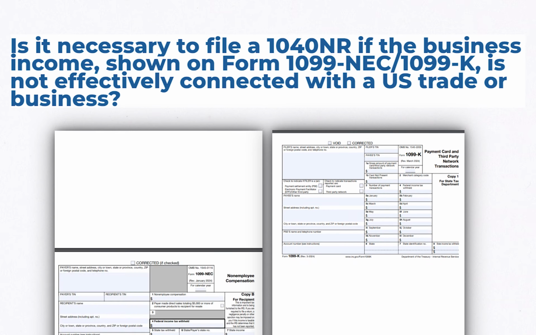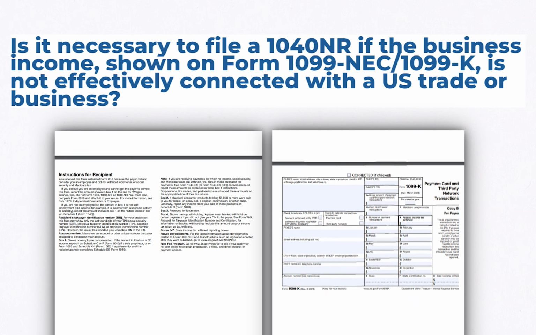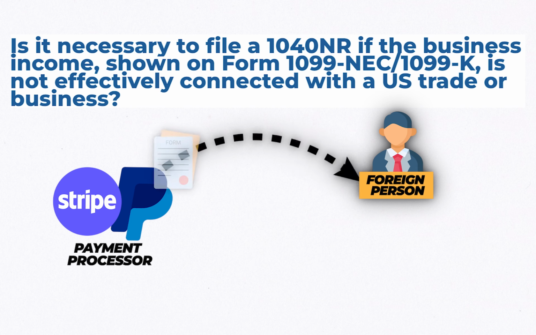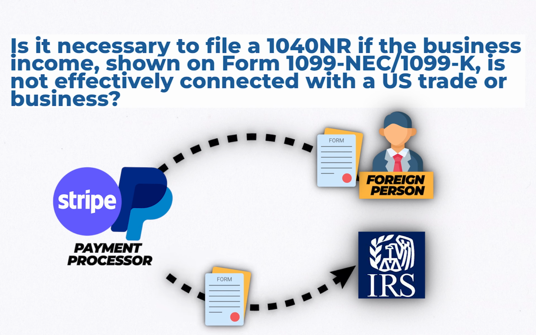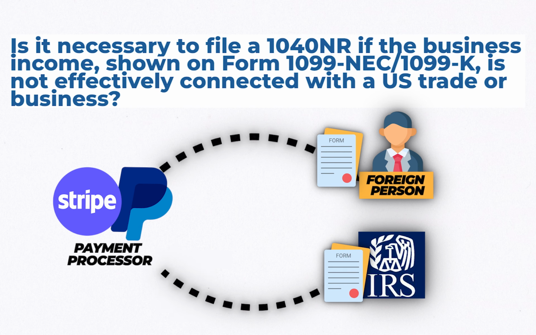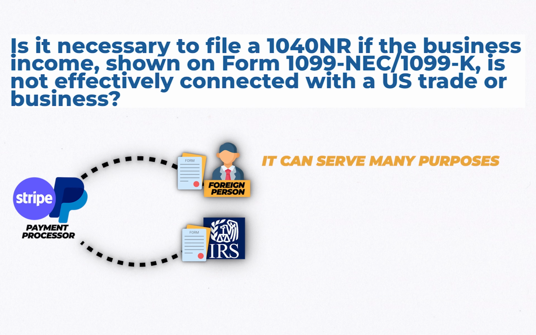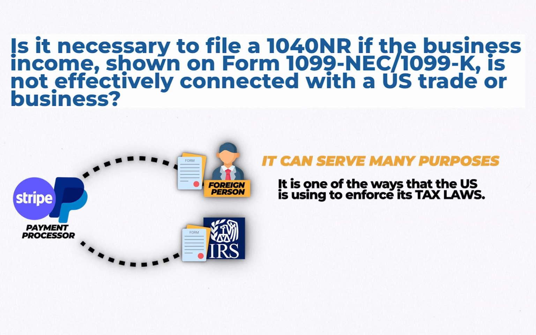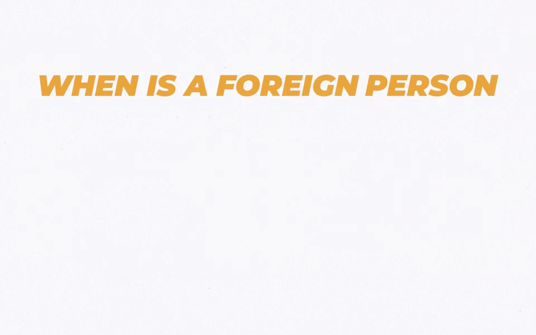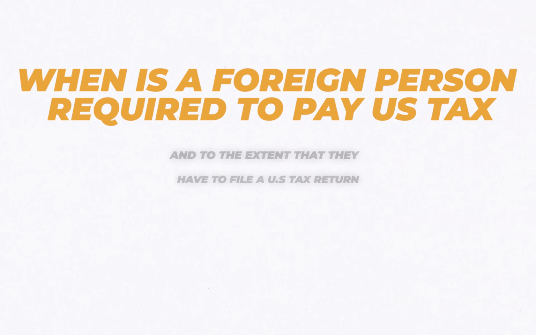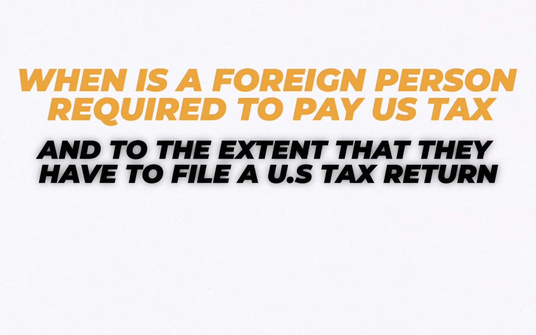that these forms are information reporting forms, okay? So, whenever a payer or a payment processor sends you a copy of these forms, a copy is also sent to the IRS, okay? So it's an information reporting form, but then it can serve so many purposes. It is one of the ways that the US is using to enforce its tax laws and also to enforce collection activities on certain people that are required to pay taxes in the US, okay? Now, so then the question is, when is a foreign person required to pay US tax, and to the extent that they have to file a US tax return?